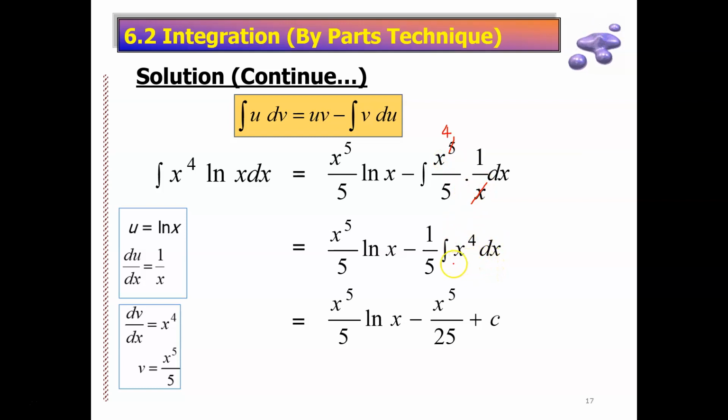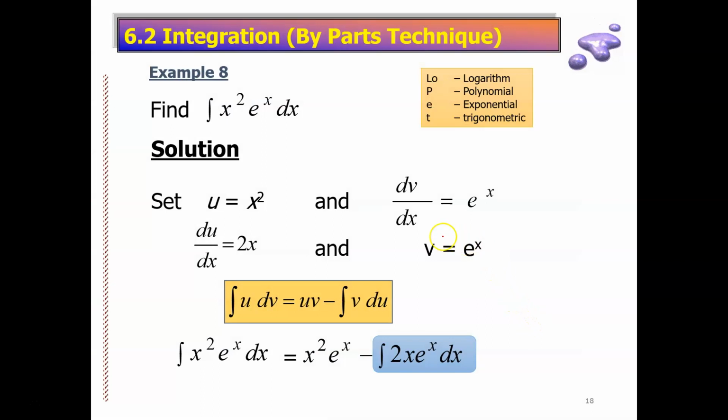So the only thing you need to solve is this part. Integrate x to the power of 4, you get x to the power of 5. Ni, you akan dapat x to the power of 5 over 5. Tapi kenapa dekat sini ada 25? Because we need to multiply by 5. 5 times 5, you get 25. Okay? And don't forget to put c over here. Okay, it's all done.